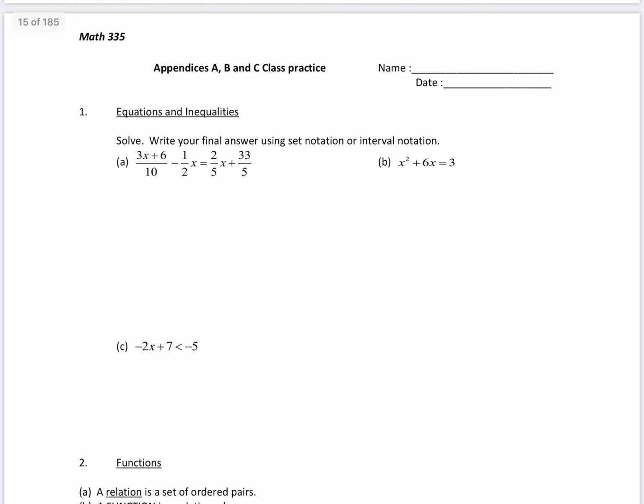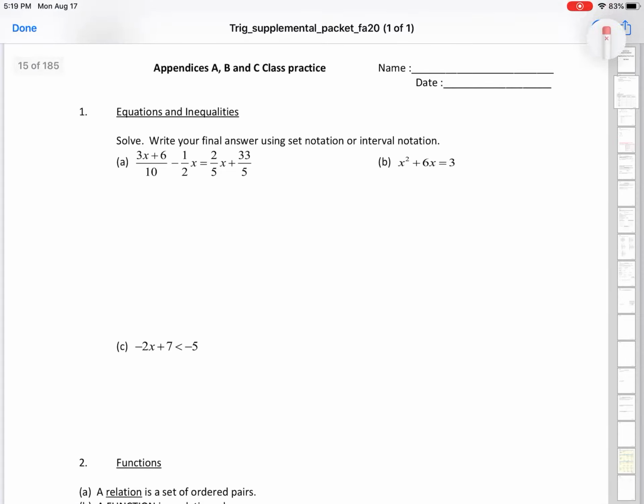So we are going to multiply every single thing by 10. I'm going to put a 10 next to everybody, just like you would. And you know the 10s are going to cancel in that first position, leaving you 3x plus 6. Minus, from that minus in between, half of 10 is 5x, equals 5 goes into 10 twice, times 2 is 2x, and 5 goes into 10 twice, times 33 is 66. So everything gets multiplied by 10.